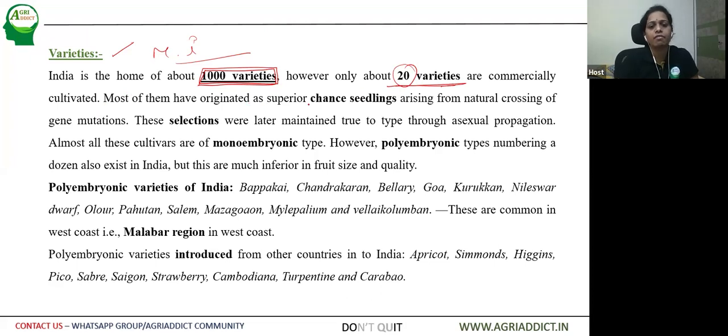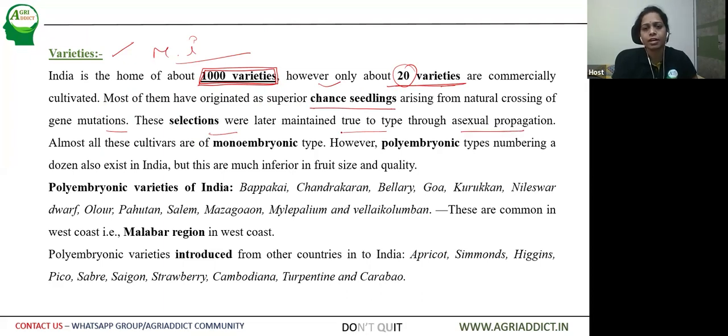Then most of them have originated as superior chance seedlings from natural crossing or gene mutations. So most of the varieties have occurred naturally and some of them are man-made, out of which only 20 varieties are being cultivated on a large, commercial scale. These selections were later maintained true to type through asexual propagation.